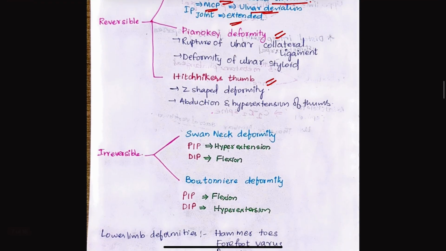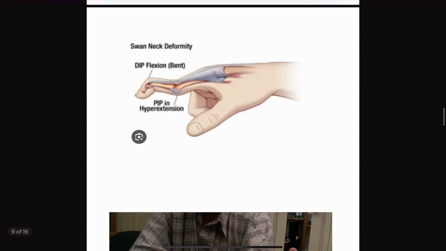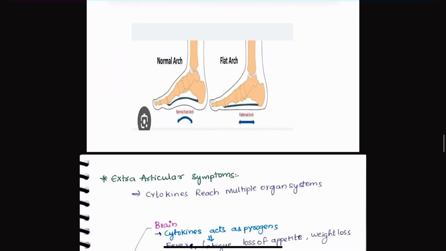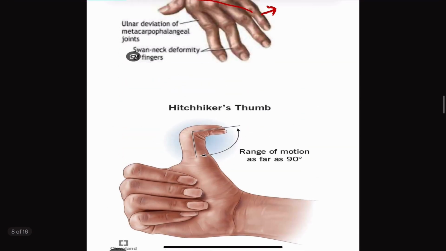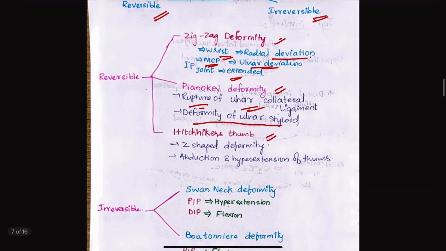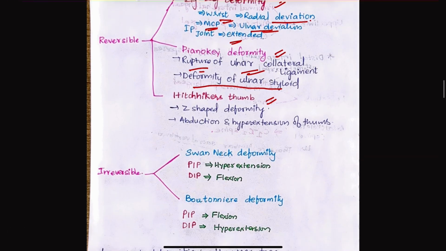Next comes piano key deformity. There is an ulnar collateral ligament. In piano key deformity, there will be rupture of this ulnar collateral ligament, and this rupture will cause deformity of the ulnar styloid process.